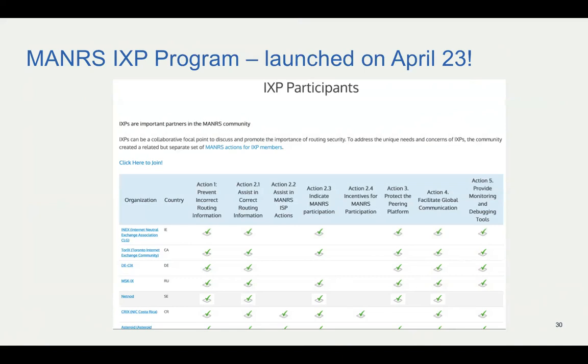So we launched this program this year in April at the EURO-IX meeting. You can see that already about 20 IXPs, big names and not so big names, have joined this program. There are five actions, not four, five actions. They're slightly different, but they are very powerful at the same time. Take, for instance, filtering at the route server. Basically, an IXP participating in the MANRS program creates a very clean peering environment for its members. It resolves a lot of routing incidents which propagate through peering relationships. So we hope that will have a significant impact on routing security.